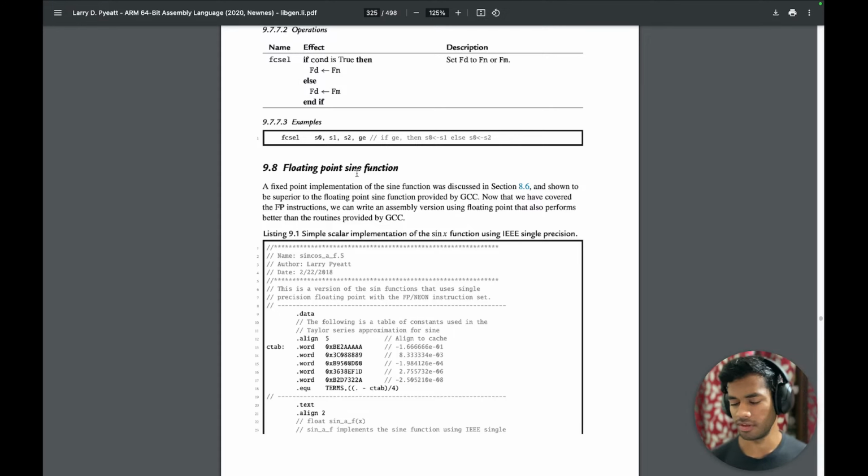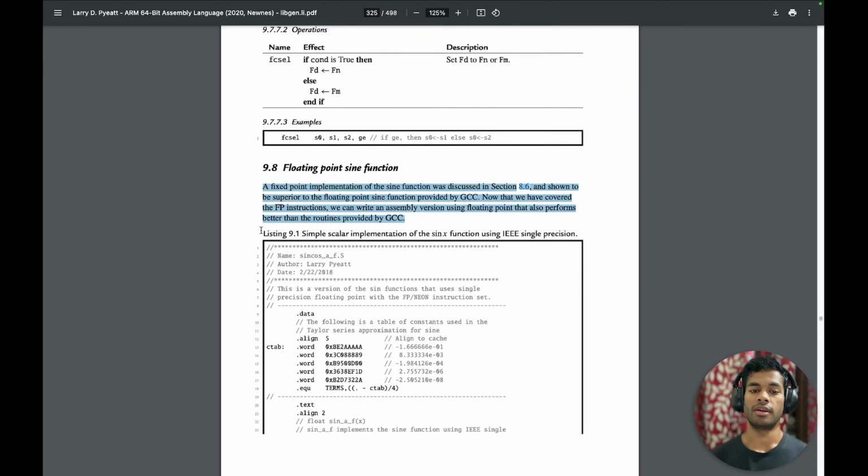Sine function is crazy. A fixed point implementation of the sine function was discussed in section 8.6, which I did not read, and shown to be superior to the floating point sine function provided by GCC. Okay, now that we have covered floating point instructions, we can write an assembly version using floating point that also performs better than the routines provided by GCC.